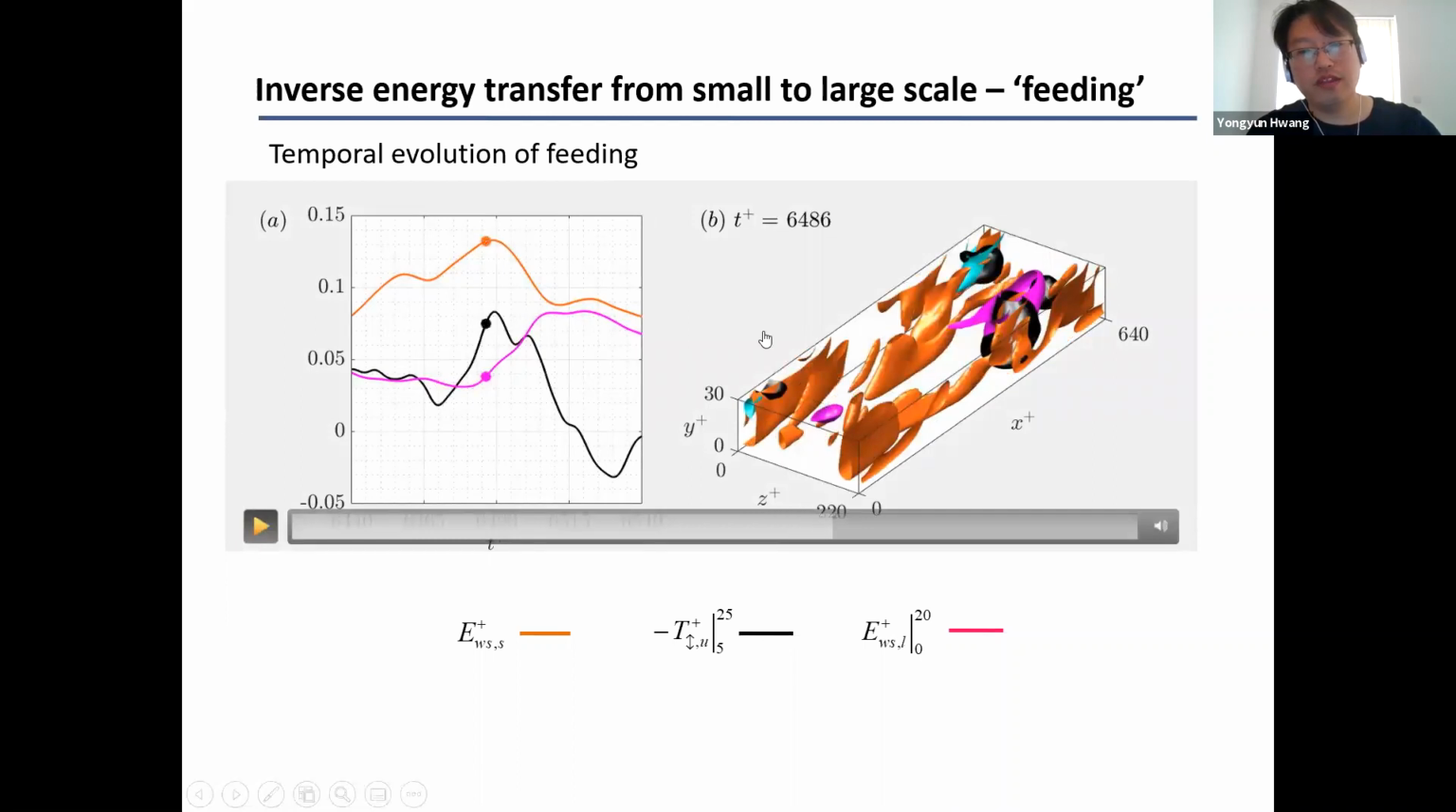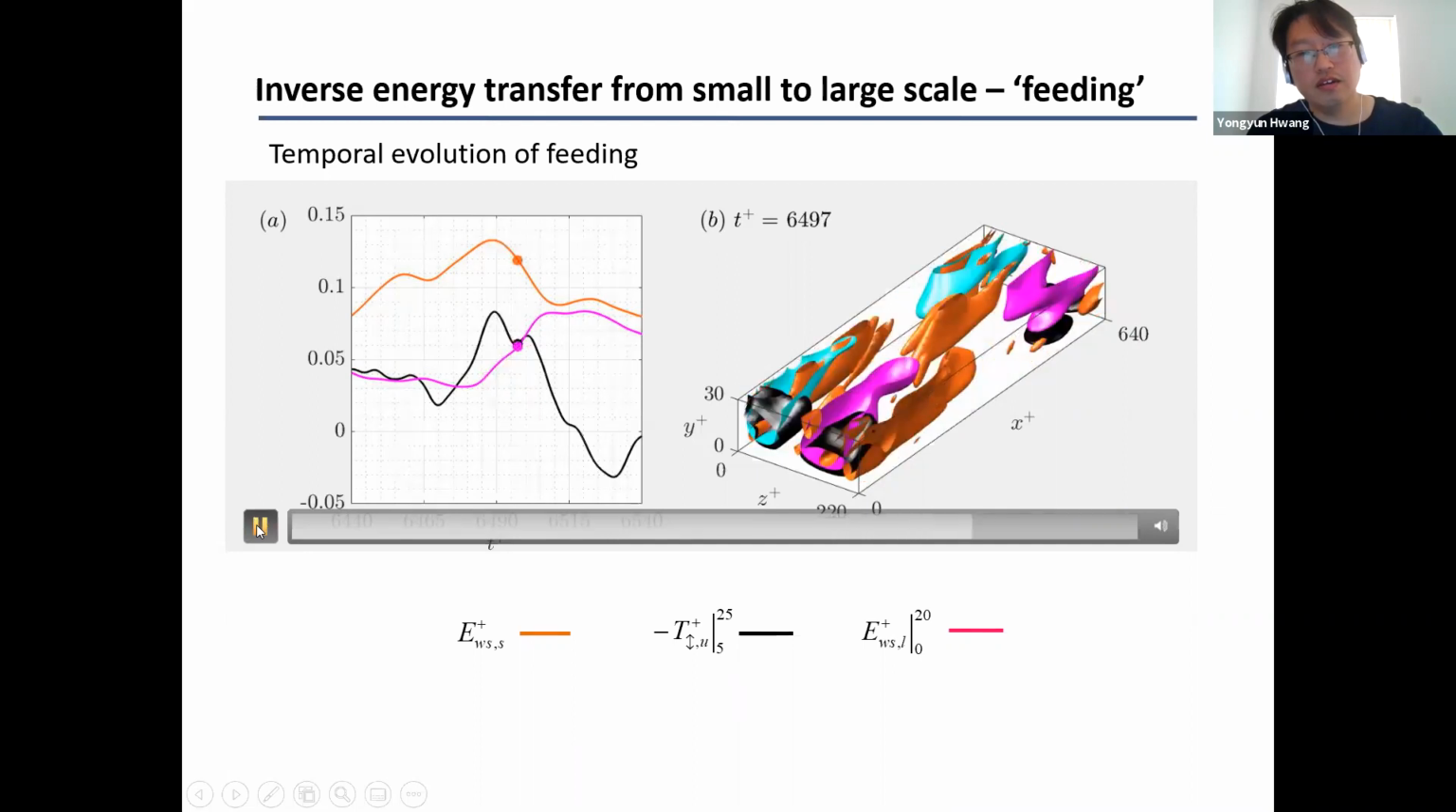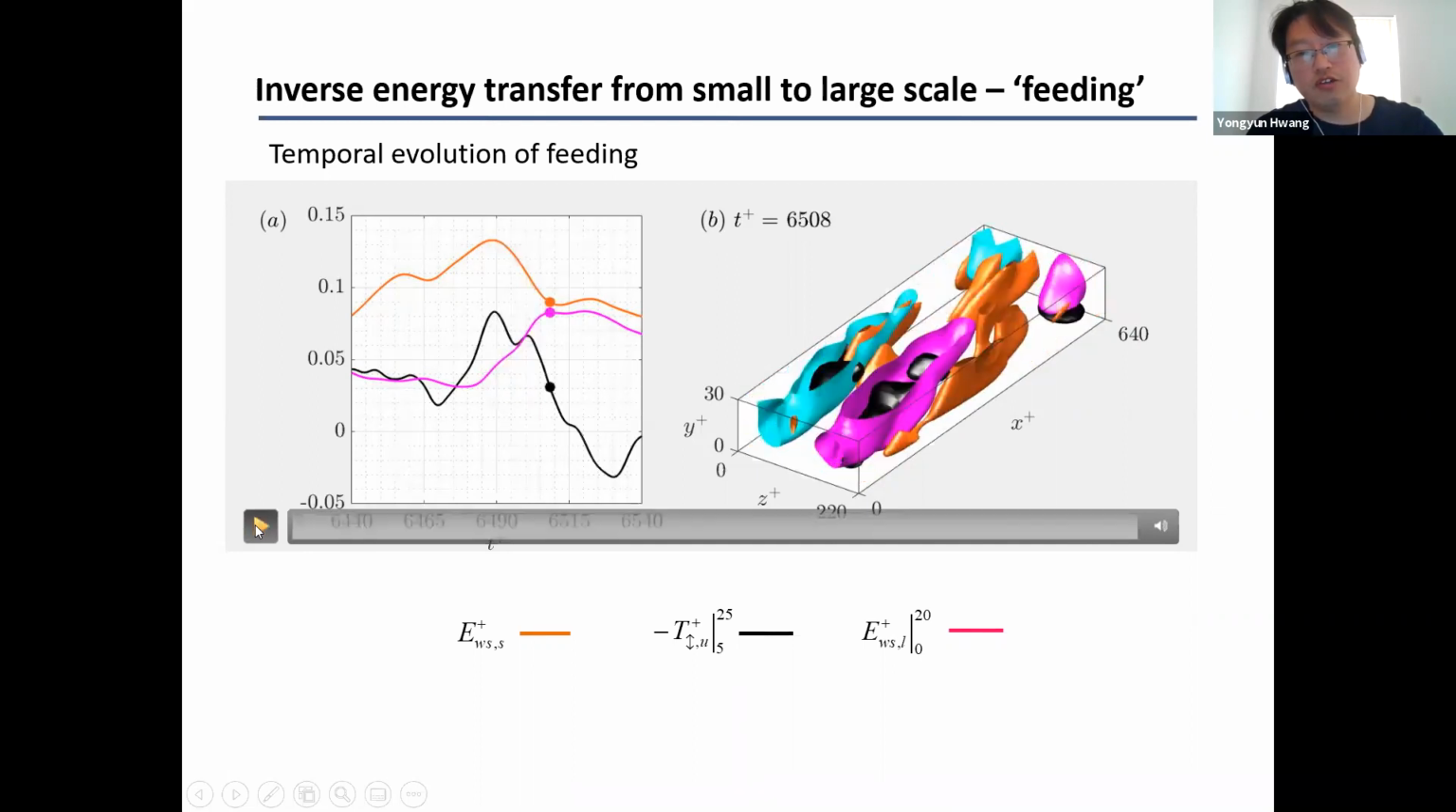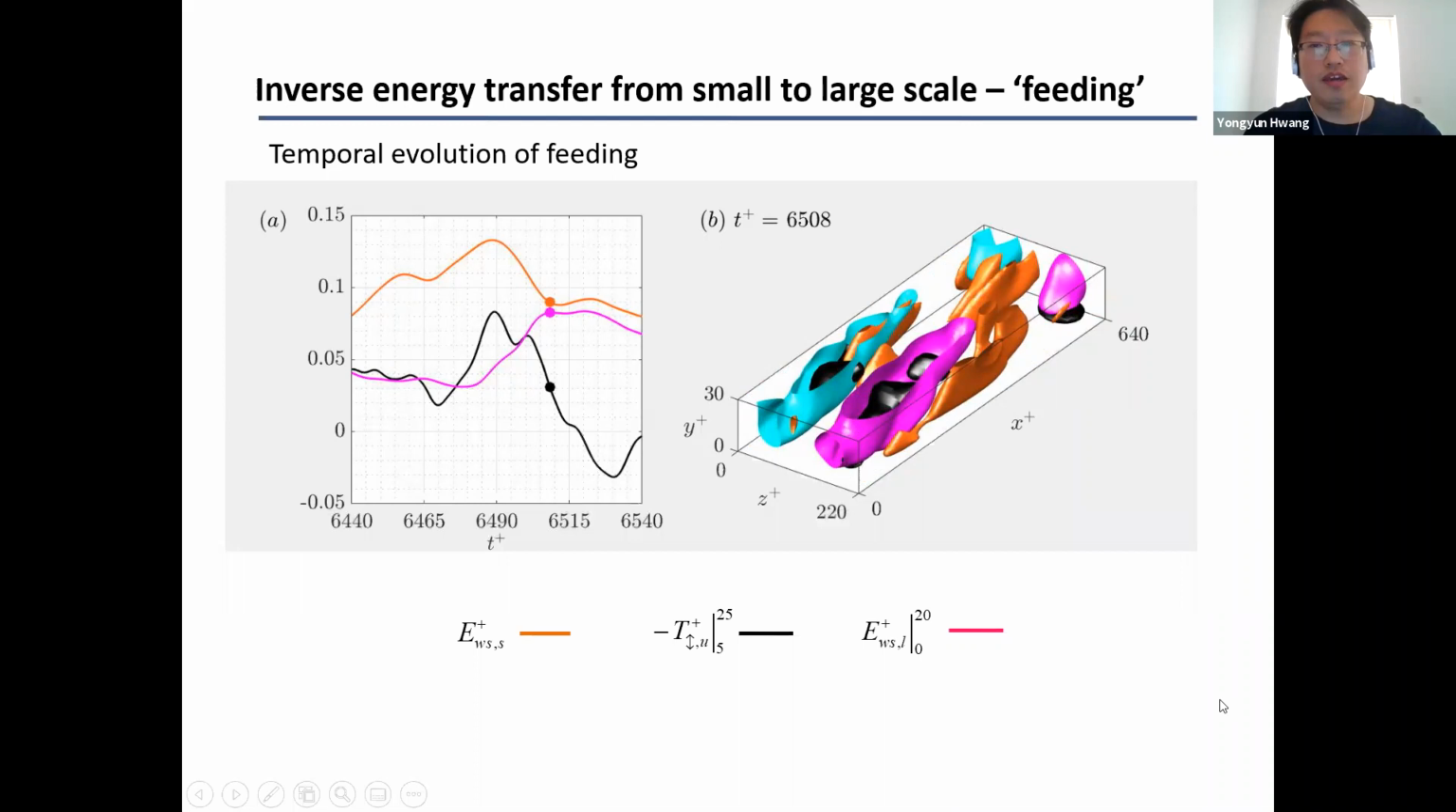What you see here is that when the wave component begins to intensify at small scale, this dark isosurface, which is represented by the nonlinear energy transport, begins to be active. And you see the purple isosurface, which indicates the energy at large scale, and the large-scale structure develops around the positive energy transport to the larger scale. Okay.